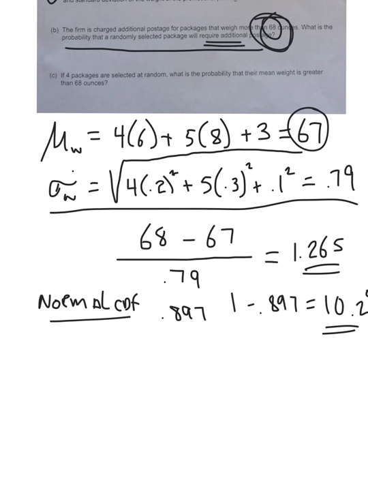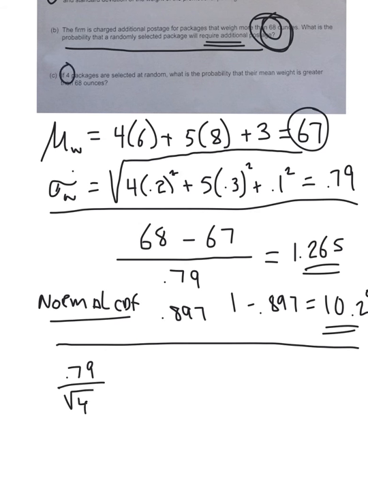So now, what if we take 4 packages? The only thing we need to do now is figure out the new standard deviation. So our old standard deviation was 0.79. So the new standard deviation is 0.79 divided by the square root of how many you have, which is 4. So let's figure out the new standard deviation. So the new standard deviation is going to be 0.395.